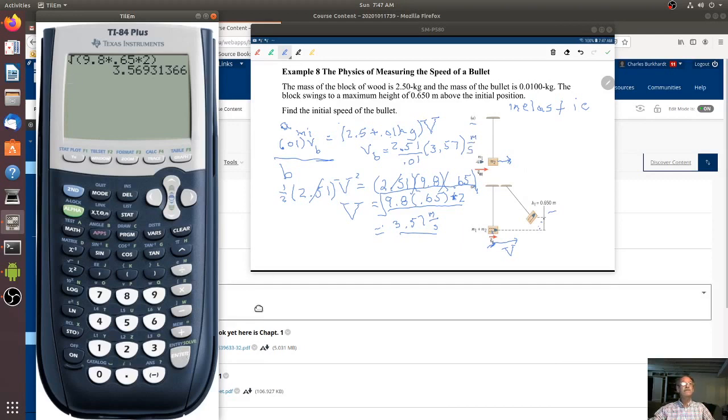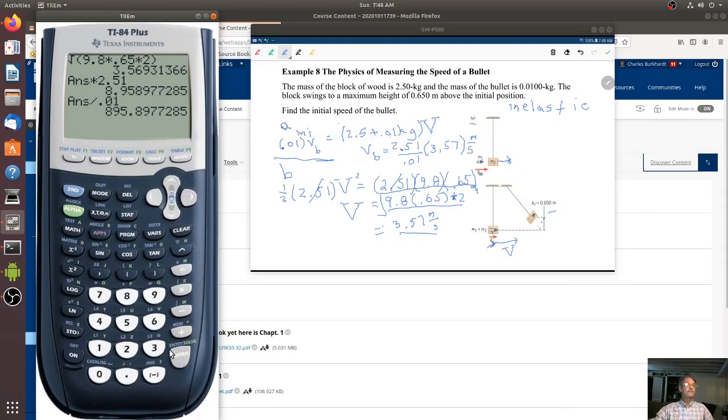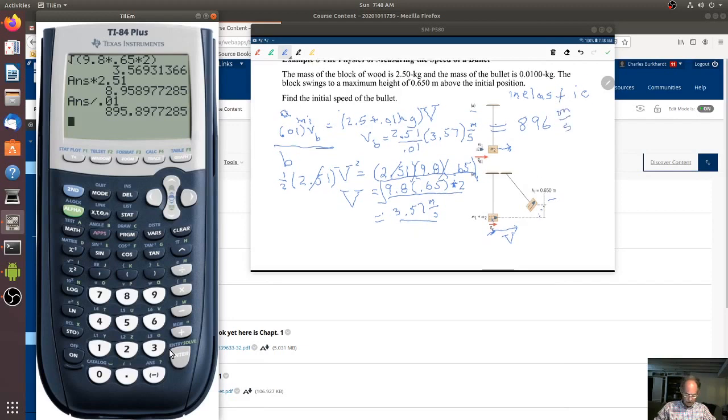So I have to take 3.57 times 2.51 equals that, and divided by 0.01. And I get 896 meters per second, rounding off. 896 meters per second. And that's how that goes.